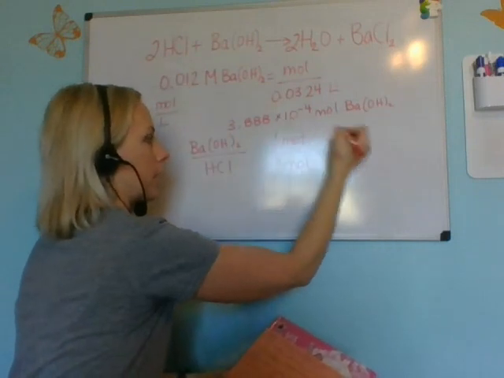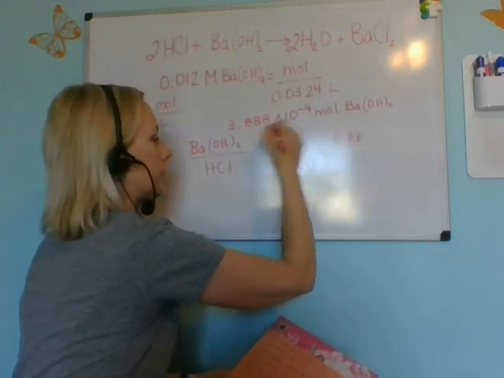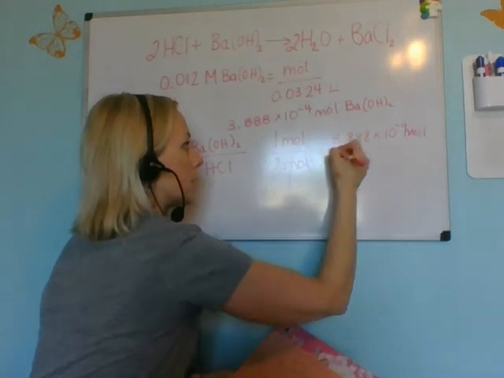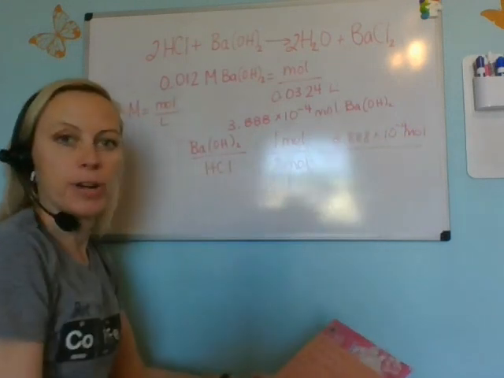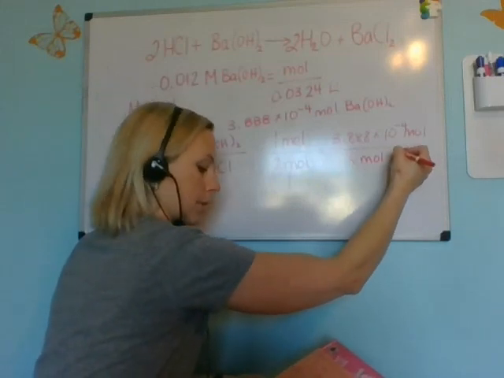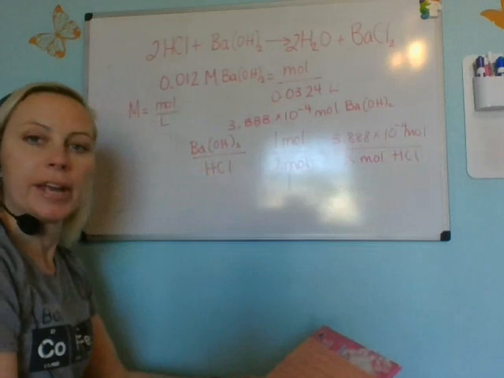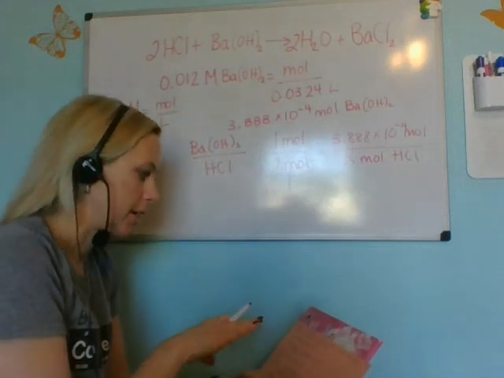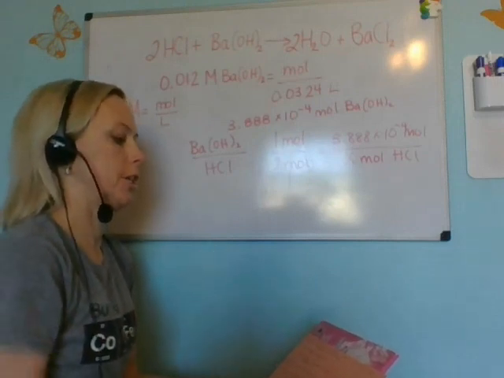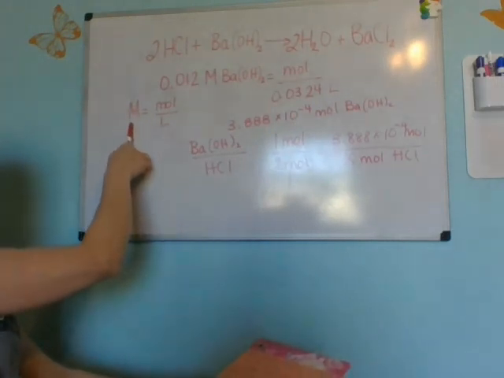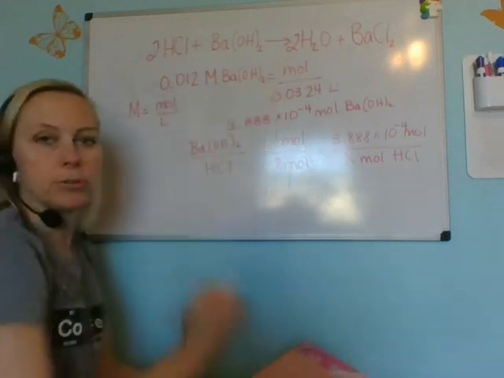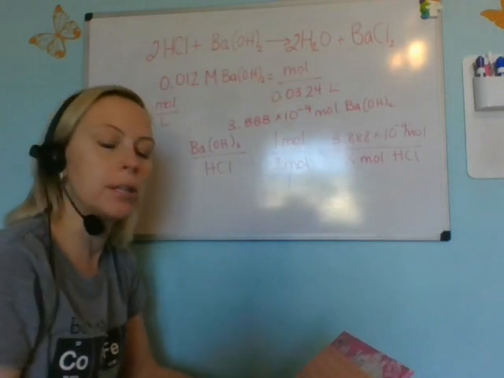We know that there are 3.888 times 10 to the negative fourth moles of barium hydroxide. And we're trying to figure out how many moles of our hydrochloric acid that we have. Because ultimately the question that I had posed when I wrote down on that board was, what was the concentration of the acid? Well, in order to figure out the concentration of the acid, you do need to know how many moles, because you know that you used 20 milliliters of acid.